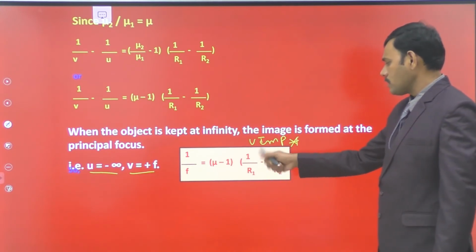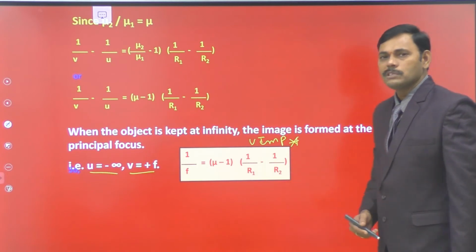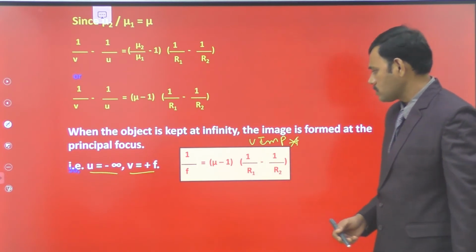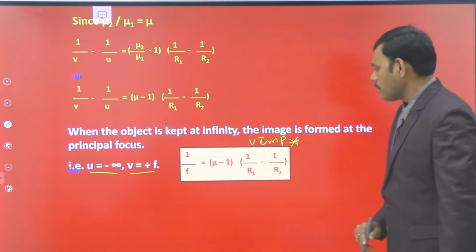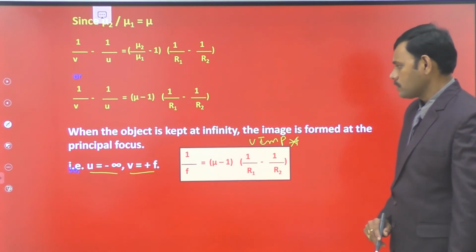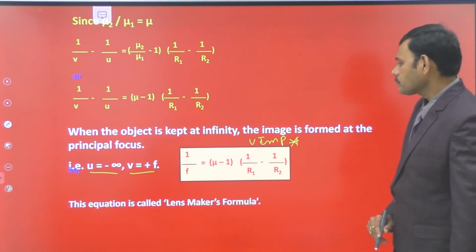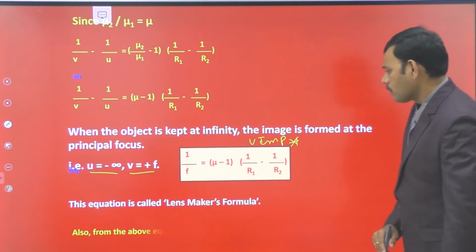r1 is the radius of curvature of the first refracting surface, r2 is the radius of curvature of the second refracting surface, and therefore 1 by f is equal to mu minus 1 into 1 by r1 minus 1 by r2. This equation is called the Lensmaker's formula.